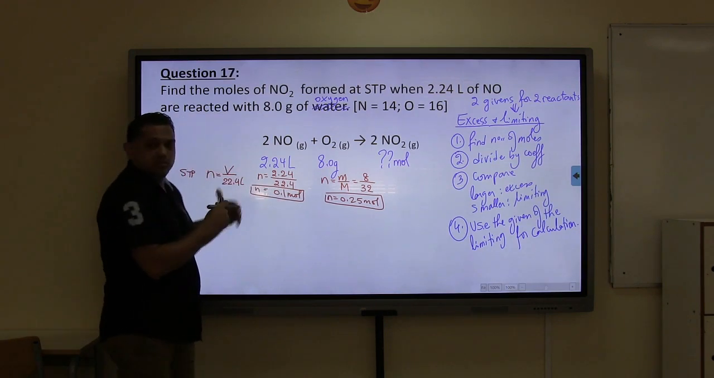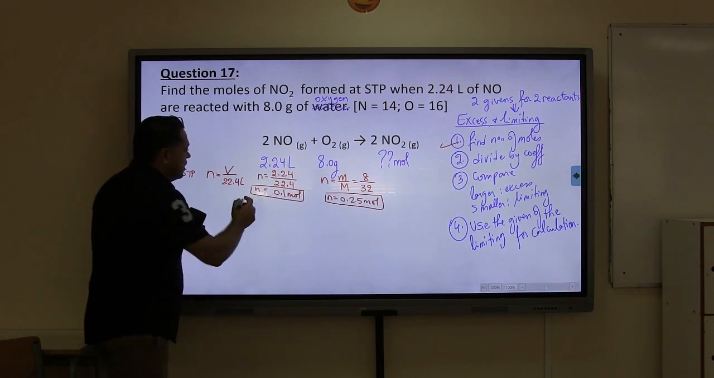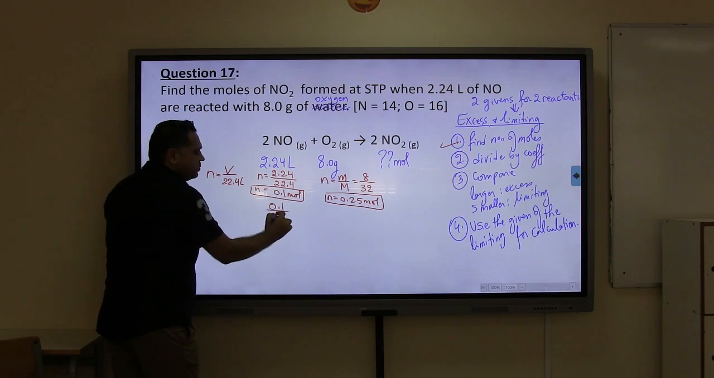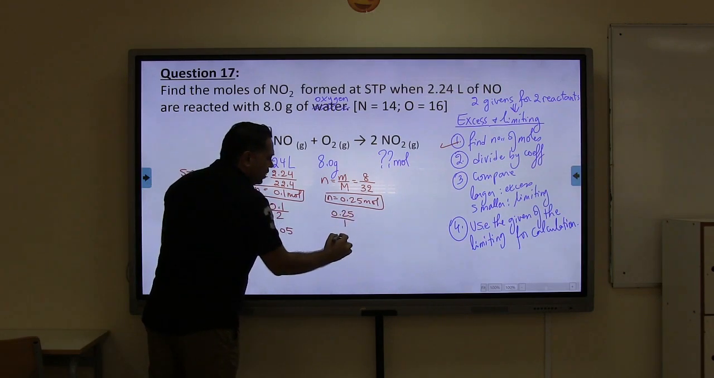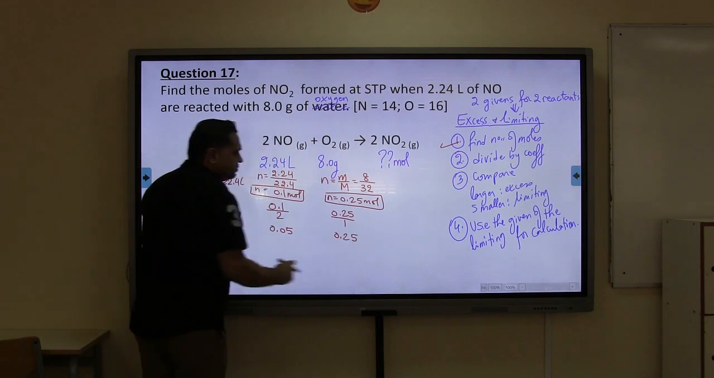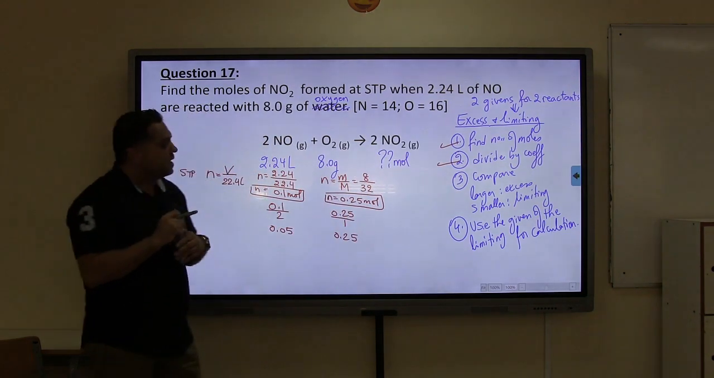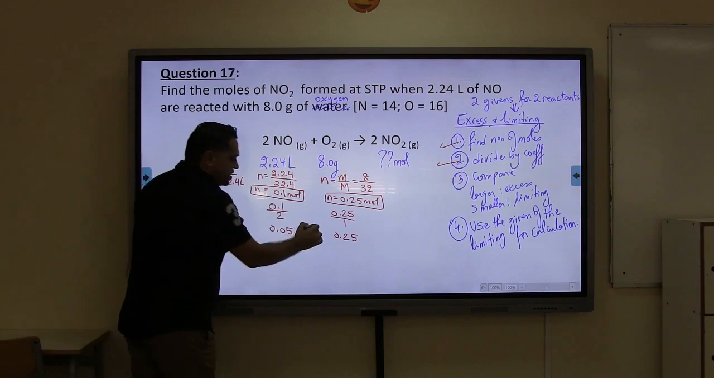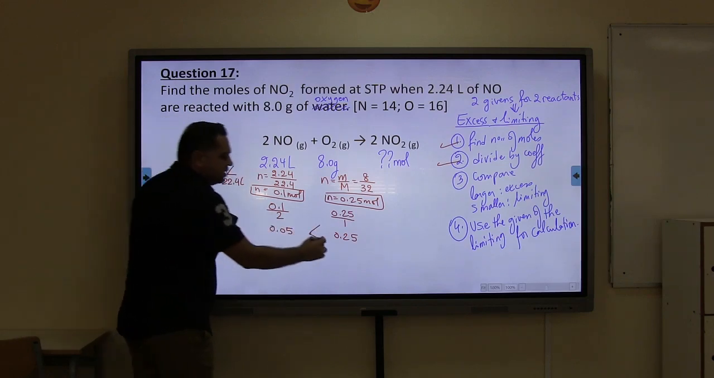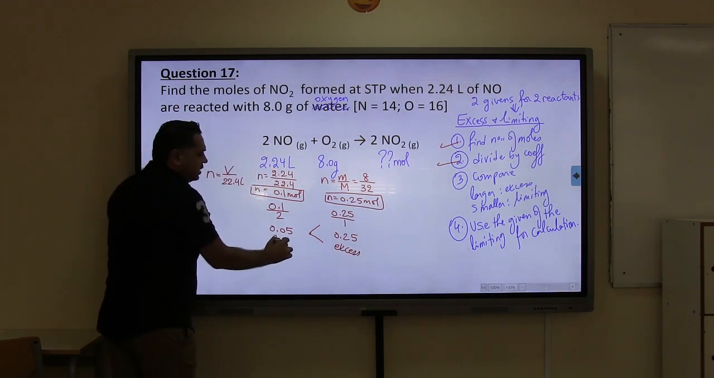So this will be the first step. The first step is done. I need to divide by the coefficient. I will take the 0.1, I divide by 2, so the answer will be 0.05. Here, 0.25, I divide by 1, it will be 0.25. So I have divided by the coefficient, so the second step is done. Then I will compare these two numbers. The larger one, which is the oxygen, will be the excess. So oxygen will be in excess and NO will be the limiting.